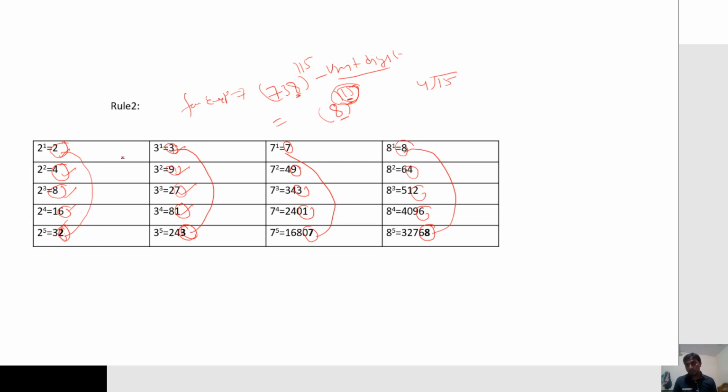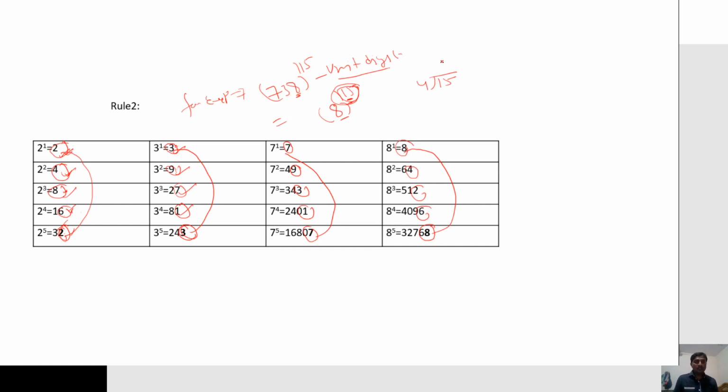First digit 2, next unit digit 4, next digit 8, next digit 6, and repeat. After how many digits does it repeat? 1, 2, 3, 4. This example: 3, 9, 7, 1 and repeat. So divide by 4. This is cyclicity: the unit digit repeats after 4 digits.